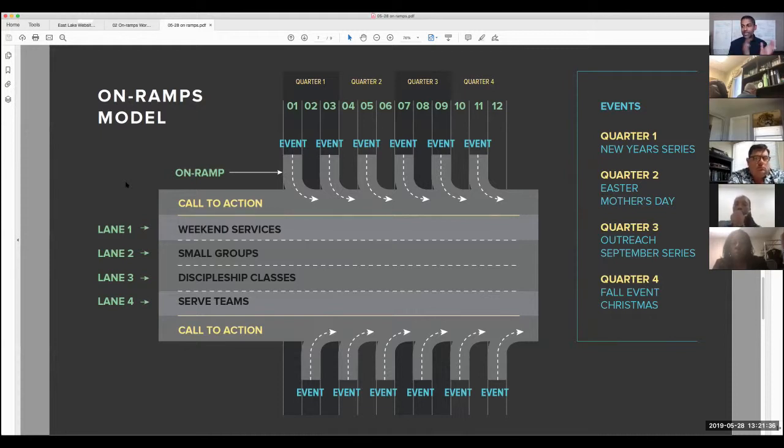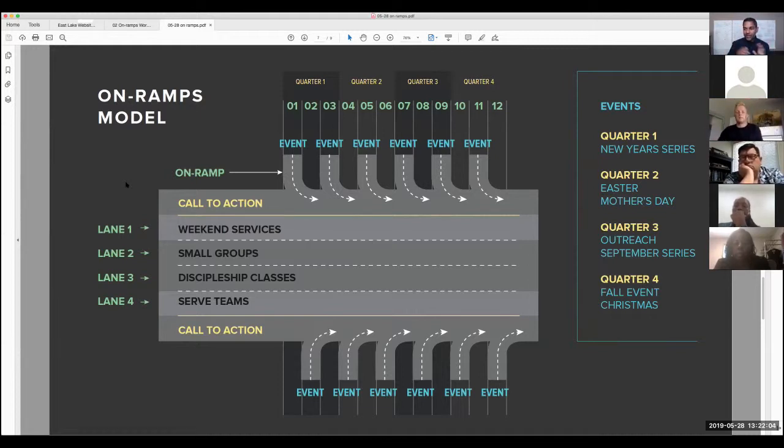So maybe you have a men's event and you're like, hey, being a real man means you go out and you serve your community. So after this event, you can sign up for our next serve day where we're going to paint the local middle school. You're providing a very clear next step that's going to help people take action. And once they take action, that's when they start to become part of the life of the church.